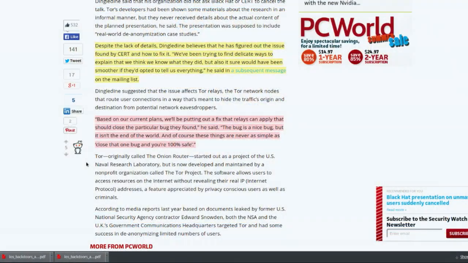It sounds like the Tor guys haven't been provided with all of the details, but they think they found it. They say, based on their current plans, they'll be putting out a fix that relays can apply that should close the particular bug they found. The bug is a nice bug, they say, but it isn't the end of the world. Of course, these things are never as simple as closing one bug and being 100% safe. That's always very wise.